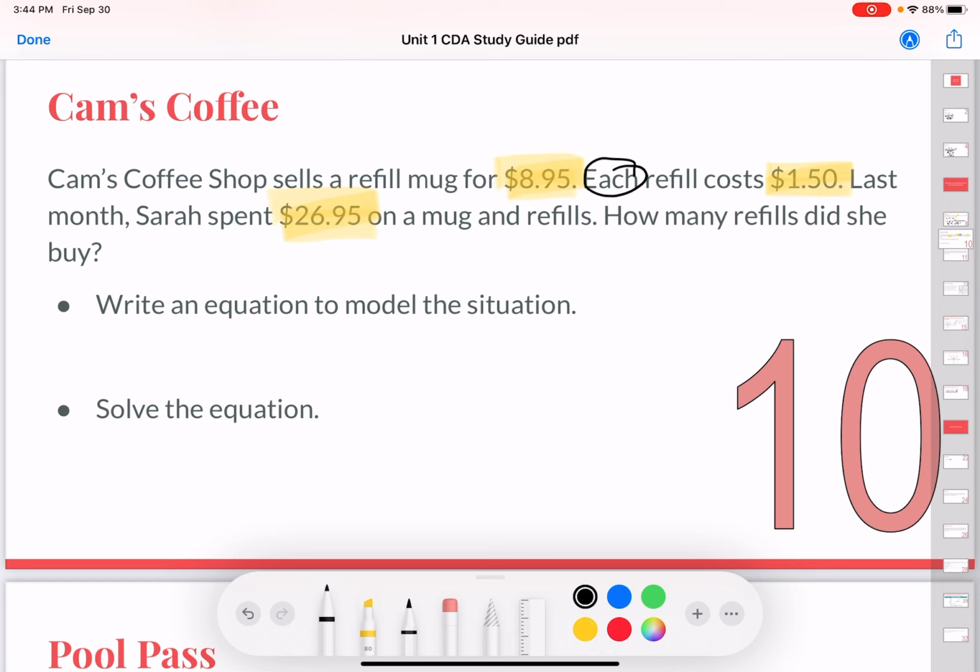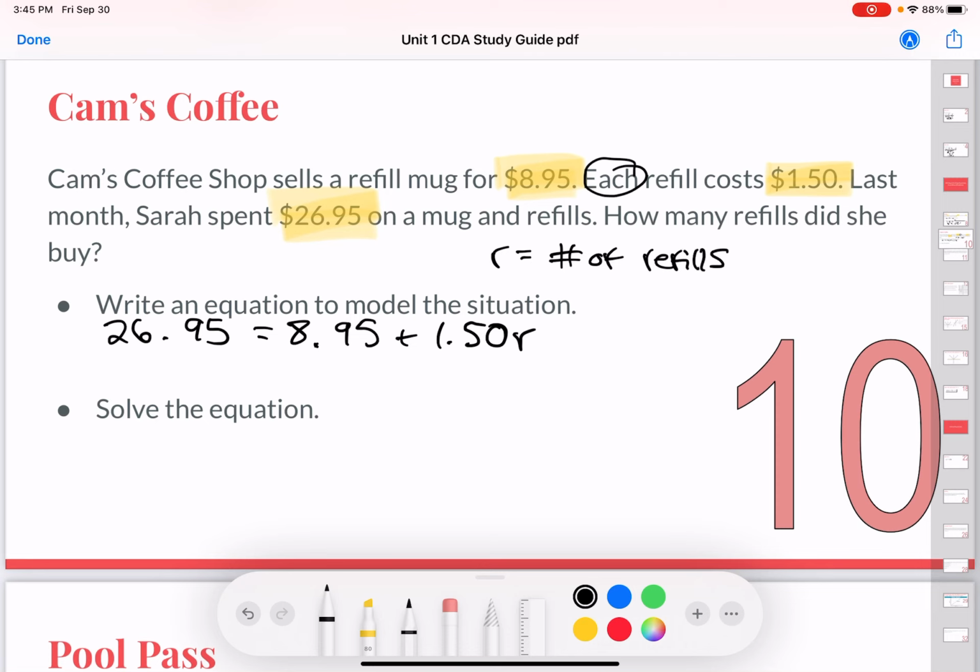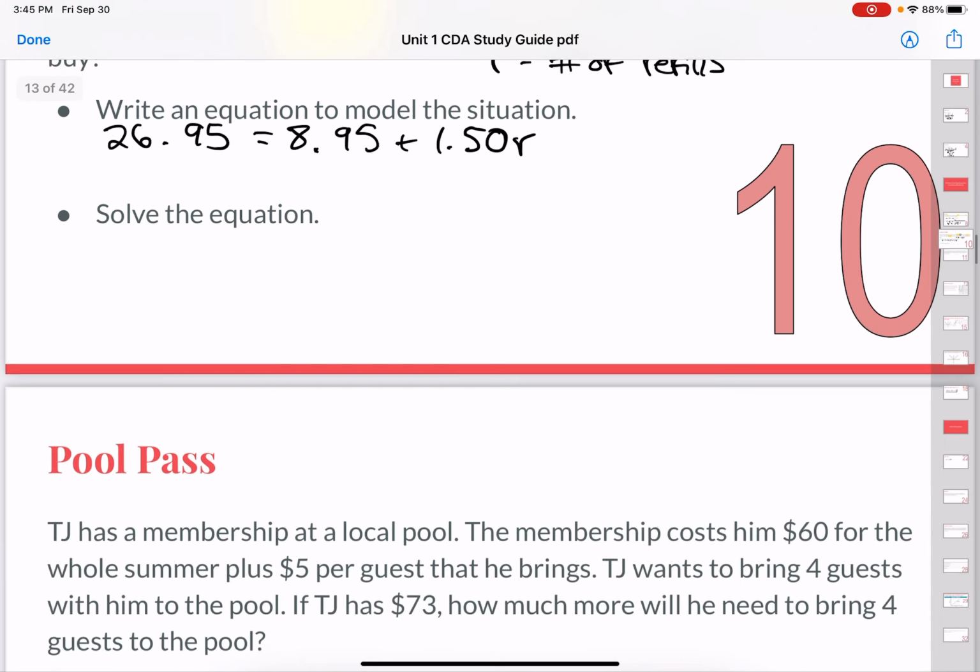So now set it up the same way as always. $26.95 equals $8.95 plus $1.50. Let's do R for refill. So R represents the number of refills that Sarah buys. So now I'm going to come down here and solve it.